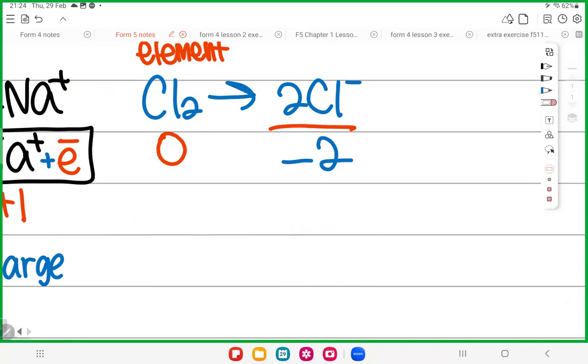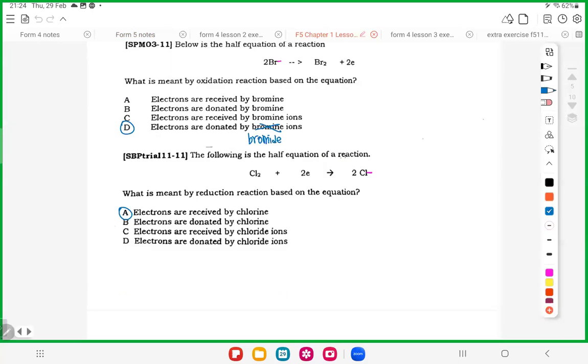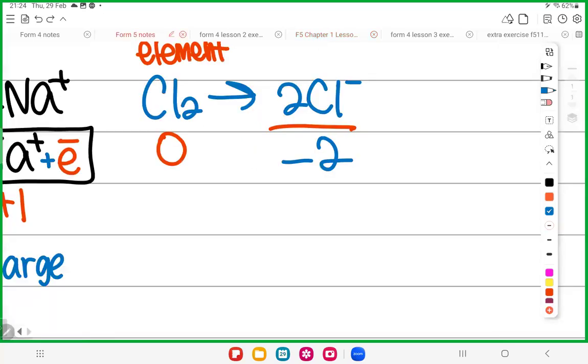So now 0 and -2. What is the difference? 2, right? The gap is 2. Okay, 0 and -2, the difference is 2. So we know that we need 2 electrons.